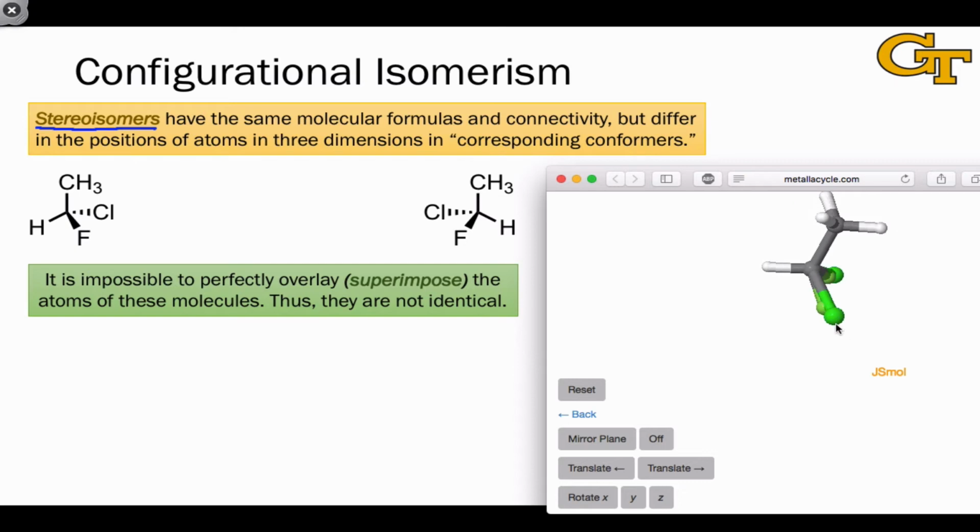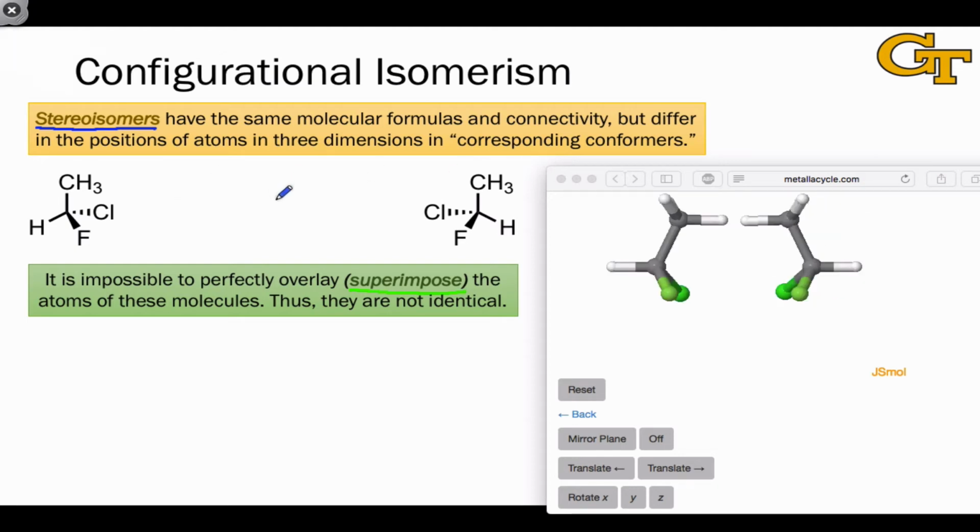But if we look at the chlorine and fluorine groups down here, we see that these are not lining up. No matter how we try to overlay these two molecules, we can never get all four groups attached to the stereocenter to line up perfectly. If we get two of them lining up, like the hydrogen and the methyl group, the other two will not. As a consequence, we can conclude that it's impossible to perfectly overlay or superimpose these molecules. They're not identical. They're stereoisomers.